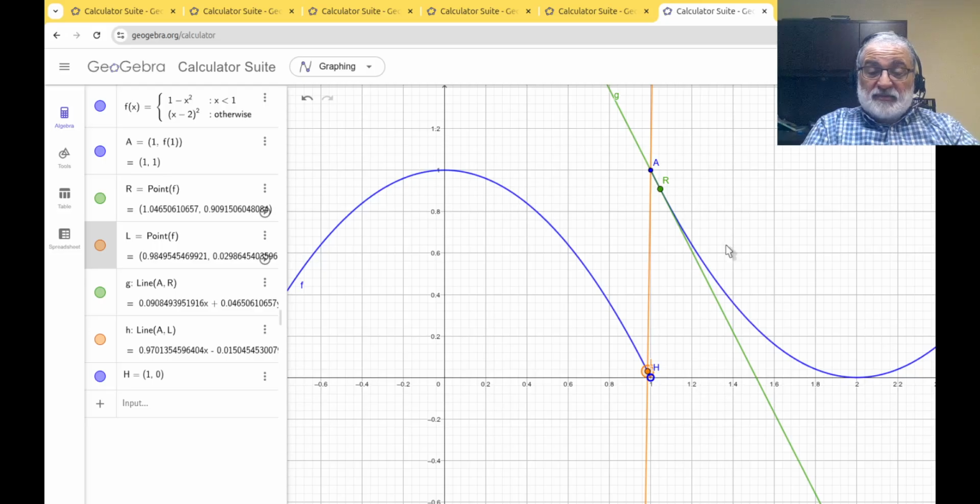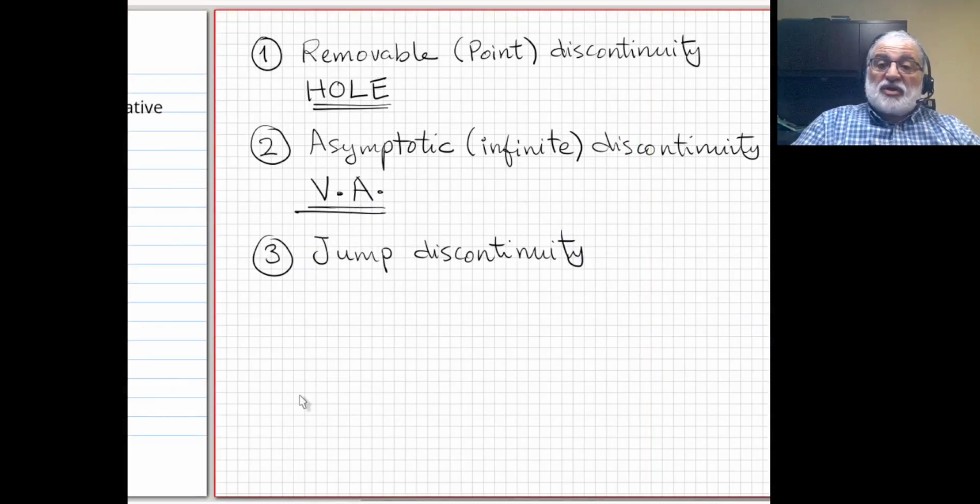All right? So in those three cases, which are the cases of discontinuity, in all of them, the function does not have a derivative where it is discontinuous.